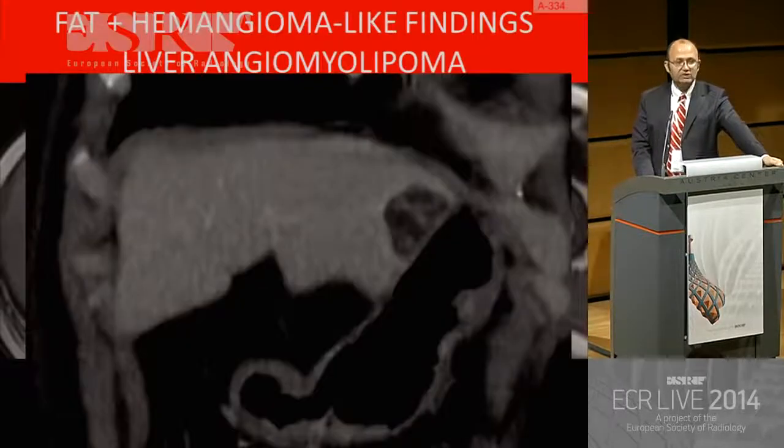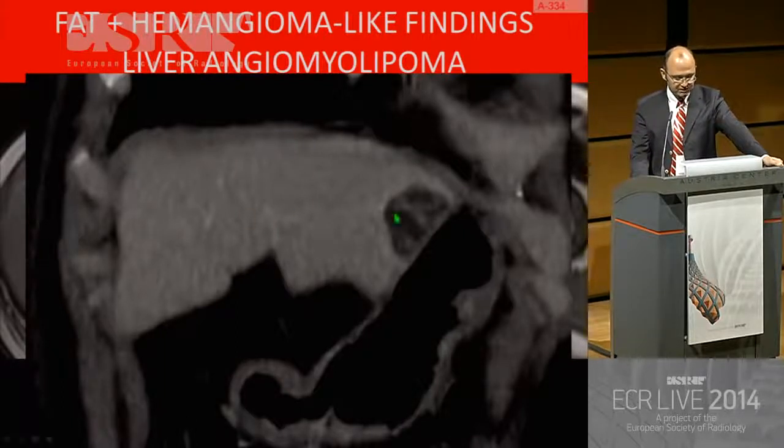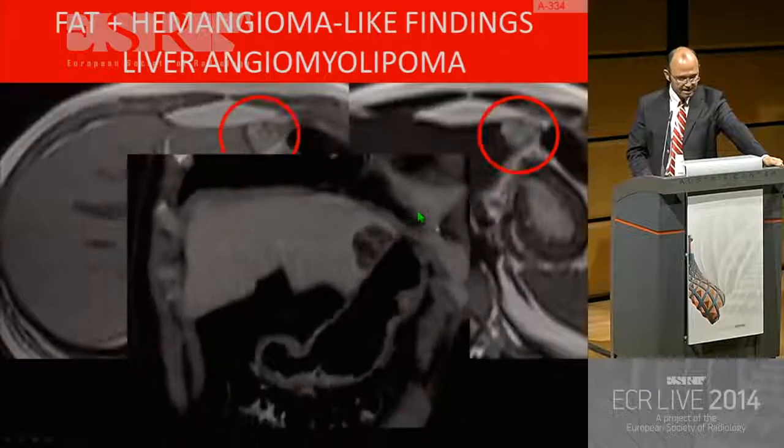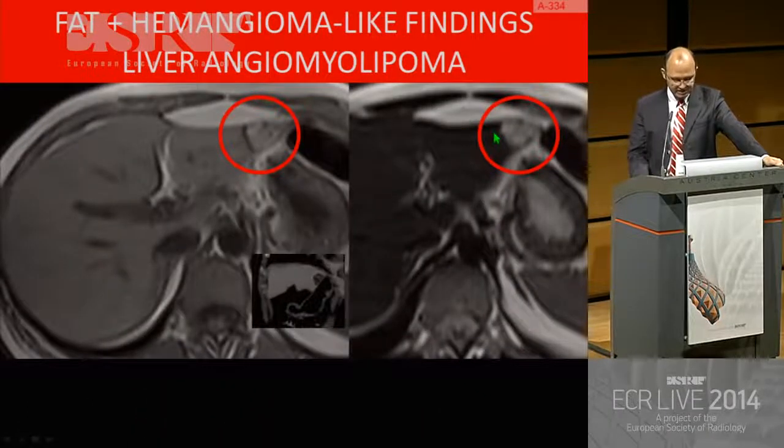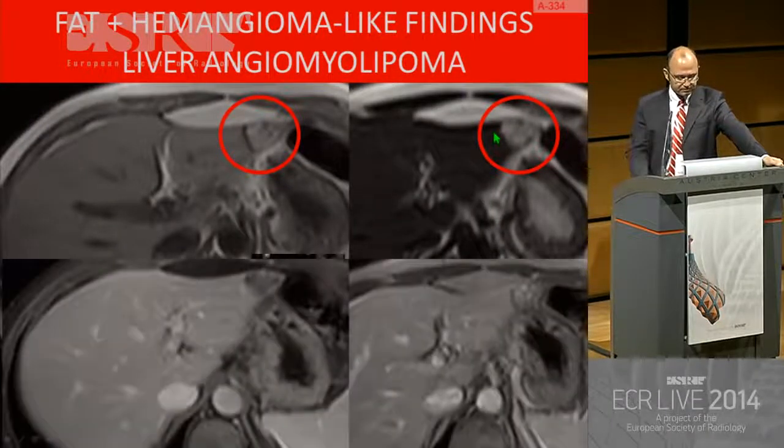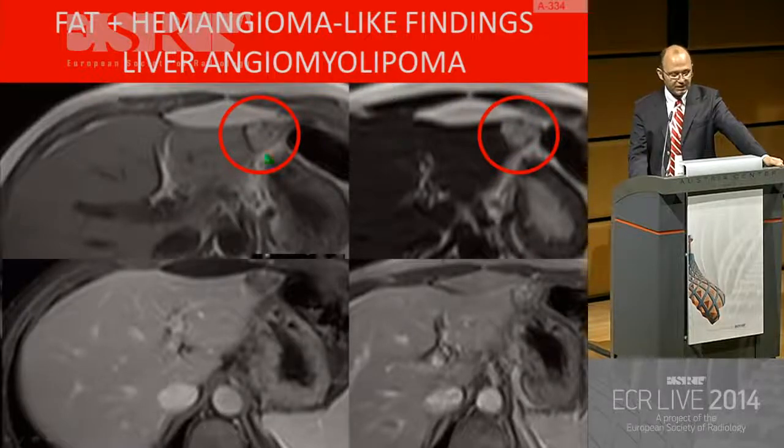But I'm going to show you another case. This time we are sure that there is fat from CT because it is similar to the subcutaneous fat. When you do the MR, right on T1 and T2, look at the enhancement. Peripheral nodular and filling towards the center. But the clue is fat. So if you see a fatty lesion like hemangioma, you can call angiomyolipoma.